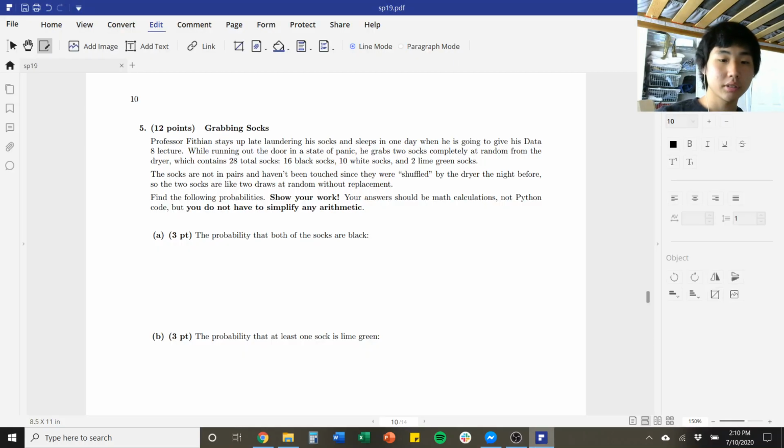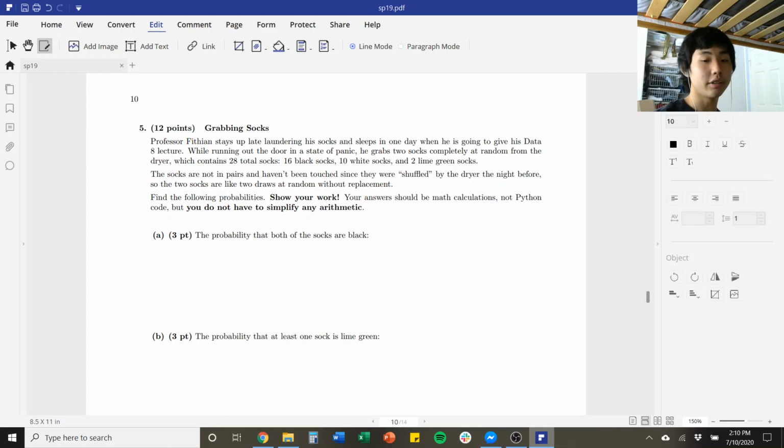Okay, question 5 is about probability. So we're given 28 different socks: 16 black, 10 white, and 2 green. So we kind of like just took these out of the laundry maybe, and so they're all shuffled about, they're not paired up. So we're going to answer some questions about probability.